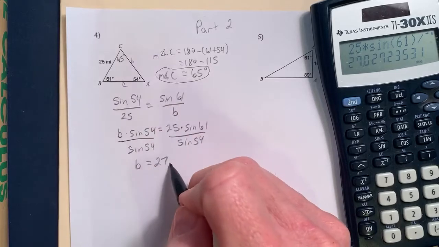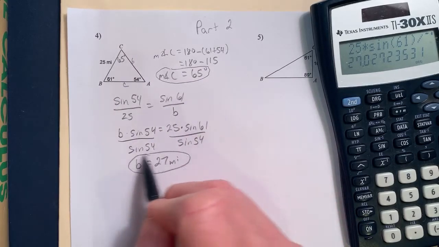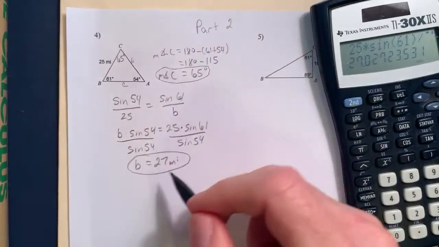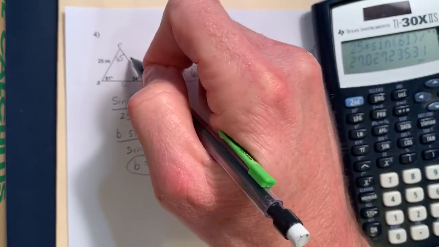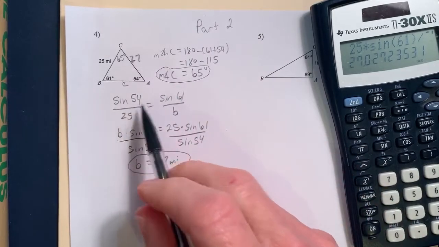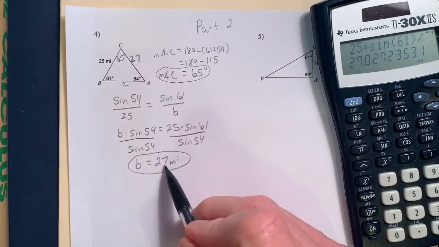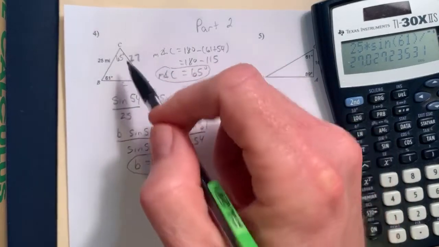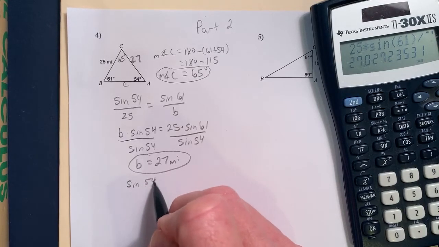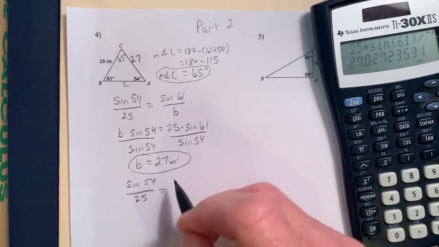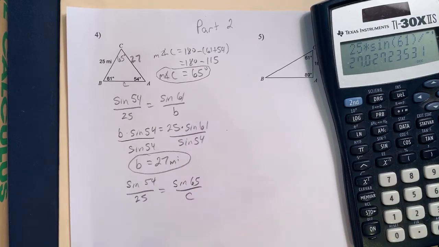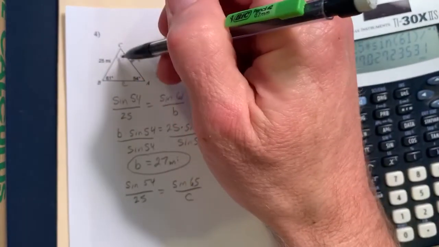Make sure I label it. It's going to be miles. So I'm 2/3 done with that problem already. Then you're looking at one more to find. B is 27. Now I'm going to find C. Use that same ratio. This is a ratio that they gave you. They gave you these numbers. This 27 is actually a rounded number, so the most accurate I can be is if I use this ratio. So sine of 54 over 25 equals sine of 65 over C.